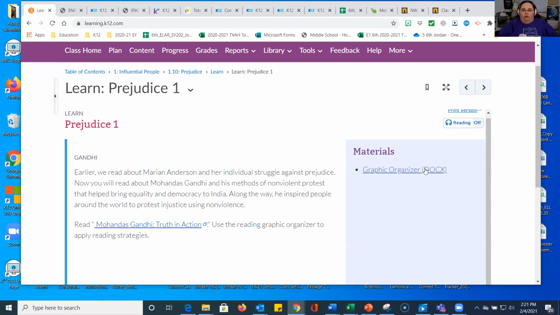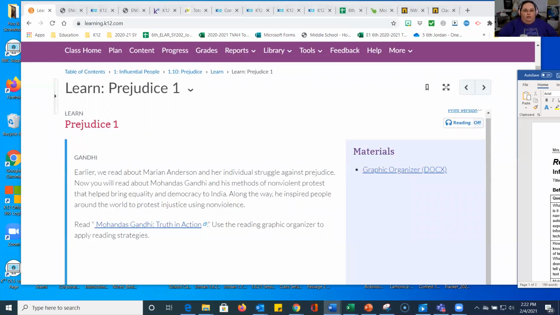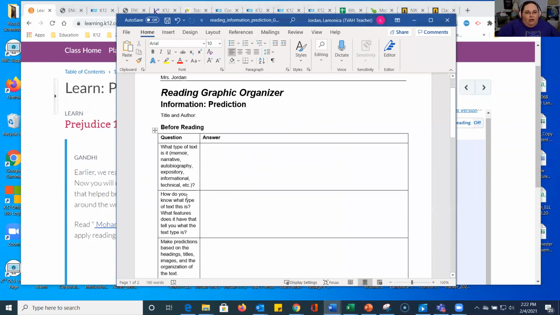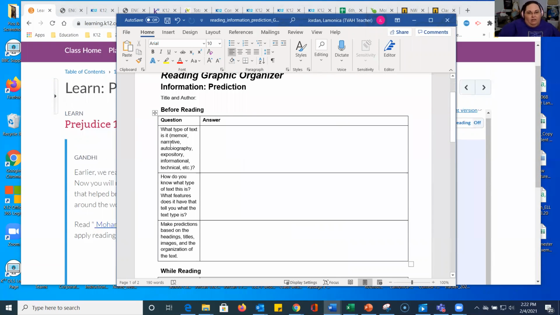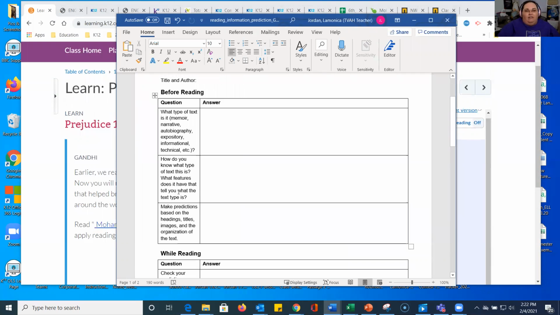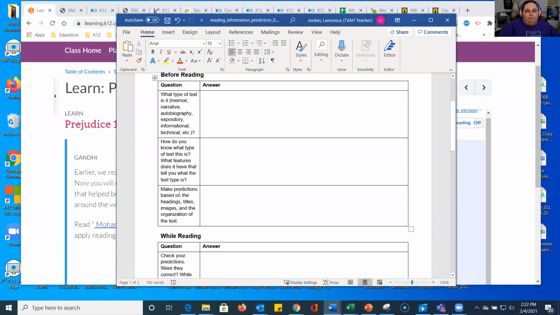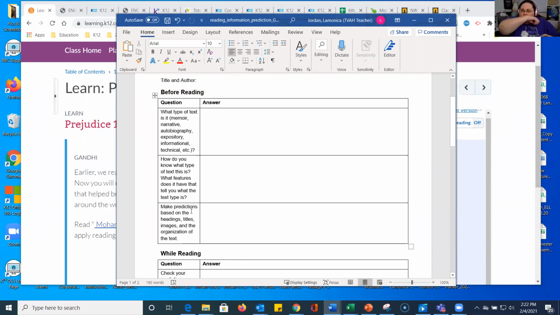If you didn't already download it, you can download it from there, but I'm just going to pull it over here. Let's discuss real quick. You're going to be answering what type of text this is: a memoir, narrative, autobiography, expository, informational, technical, etc. How do you know what type of text this is? What features does it have that tell you this text type? Make predictions based on the headings, titles, images, and the text. So we can do that before we even read.